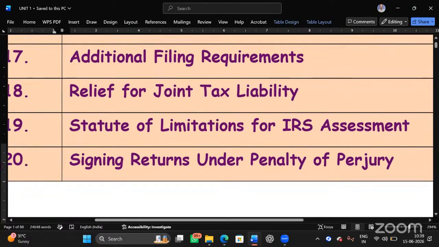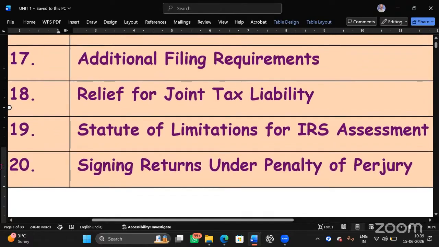Subtopic 19, statute of limitation. I already explained in the previous class, even though we are filing the tax return in the current year, the department has the right to call for information subsequently. How many years does the department have the right to demand that additional information? Whether 3 years or 6 years or an infinite number of years, that limit will be decided by another act, not by the Income Tax Act. That act's provisions are to be covered here in topic number 19.